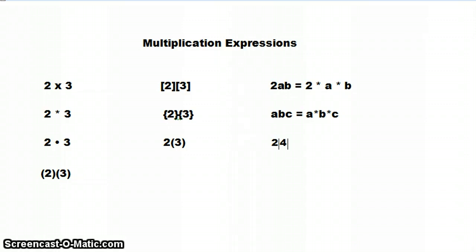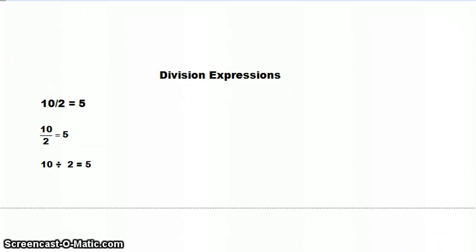The last expression also is a number next to a grouping symbol with nothing in between it, so that again means multiplication. So here we have 2 times 4, which is going to give us 8. We're going to talk about what those vertical lines mean in a little bit. They're going to actually mean something called absolute value that we'll talk about in a few minutes.